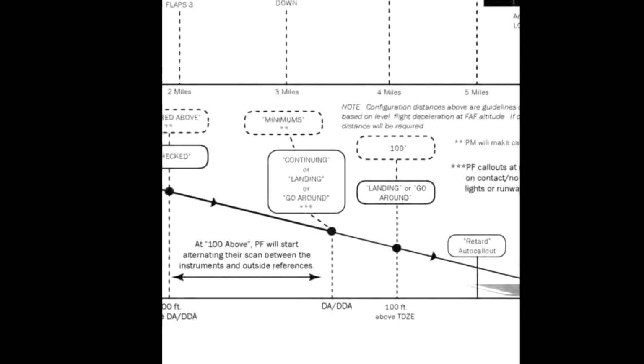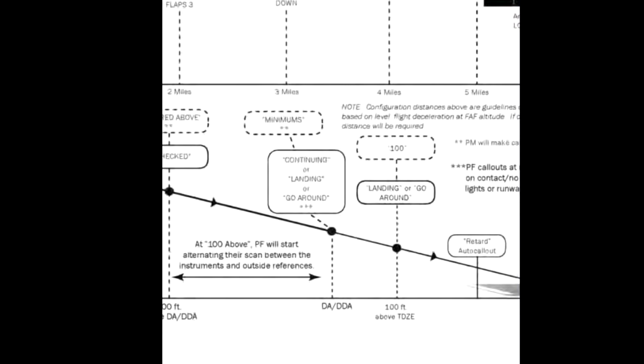Okay, great. So we might get continuing, and then at some point when I see the runway, we would still follow up with a landing call when we actually saw the runway environment. Is that appropriate? Exactly. That way, that eliminates the need for the pilot monitoring to continue to monitor for the 100 feet above the touchdown zone elevation.